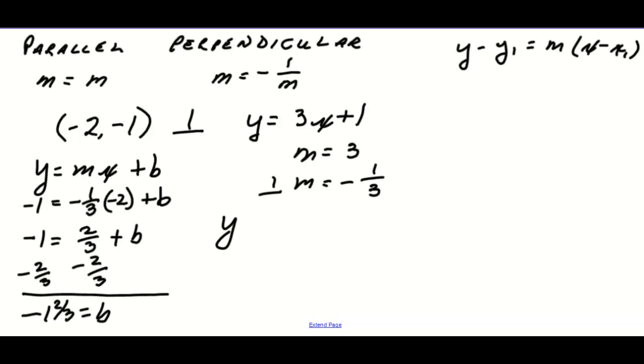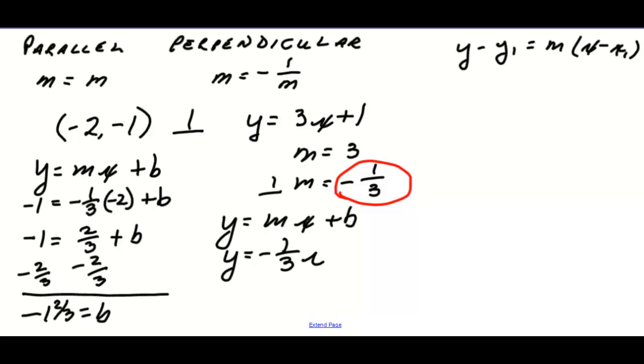And going back to our y equals mx plus b, we have to remember y equals, and the reciprocal of that, our slope now is going to be this, not the 3, but the negative 1/3. Negative 1/3 x minus 1 2/3, or y equals negative 1/3 x minus 5/3. So there you go. That's all about parallel and perpendicular linear equations. We'll do graphing inequalities coming up next.